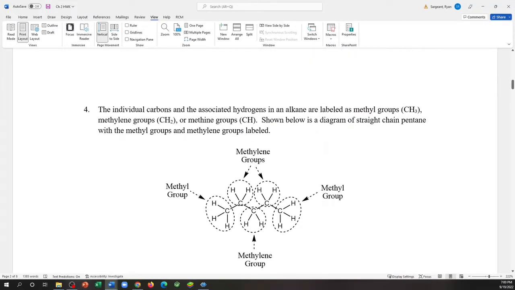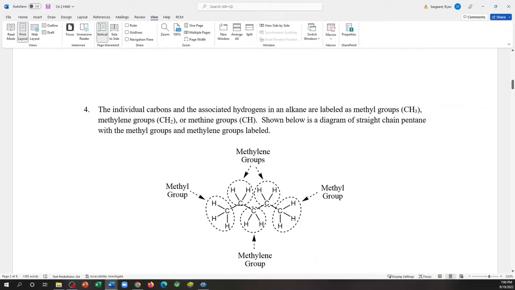While we're looking at alkanes, we also have words that we use specifically to talk about a carbon and its hydrogens. If a particular carbon is clustered with 3 bound hydrogens, that's referred to as a methyl group. But if a carbon is bound to 2 hydrogens and 2 not hydrogens, then we refer to it as a methylene group. So this pentane right here has 2 methyl groups and 3 methylene groups.